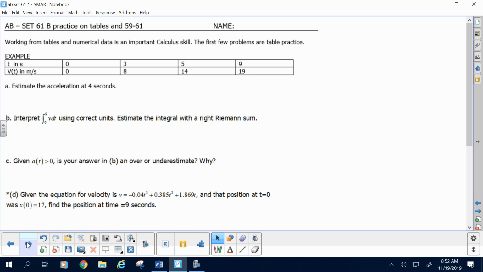One of the most common things you need to do from a table, or be able to do from a table, is in question A. Estimate the acceleration at time equal 4. Now I'm given velocity. What's the big idea of calculus relationship to acceleration to velocity? Okay, so acceleration at an instant is the derivative. When they say not average acceleration over a time frame, but acceleration at one instant, then that is the derivative of velocity. So write yourself some notes here. Show the calculus idea.